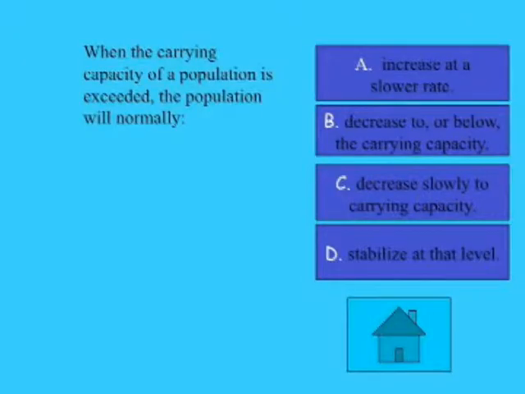All right, populations for 400 points. When the carrying capacity is exceeded, the population will normally do what? A, increase at a slower rate. B, decrease or go below the carrying capacity. C, decrease slowly to carrying capacity, or D, stabilize at that level. All right, the answer is B, decrease to or below the carrying capacity level.